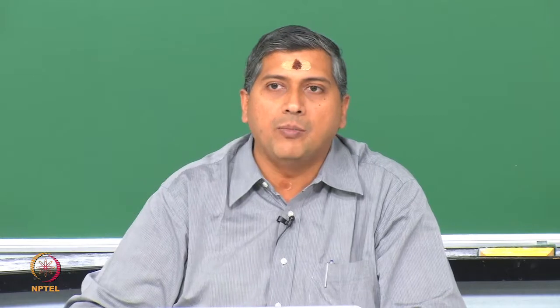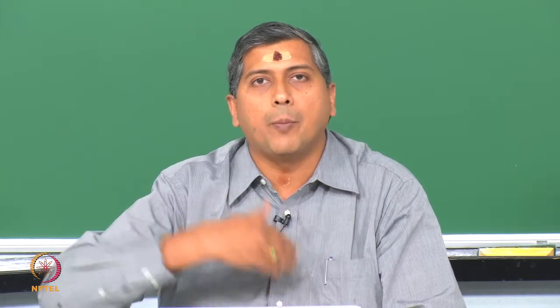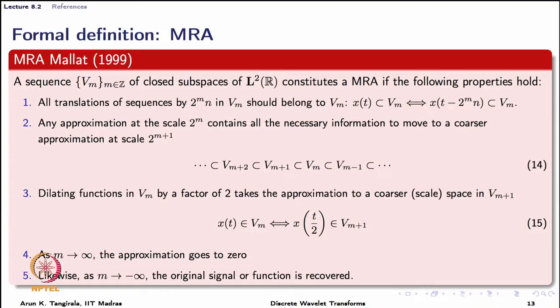Then points 4 and 5 are essentially saying that as I move up, that is to coarser and coarser scales, the approximation essentially goes to 0, and as I move down to finer and finer scales, the approximations converge to the original function x of t. So, I will be able to recover the original signal. Points 4 and 5 together say that as I move from m equals minus infinity to plus infinity, I am spanning the entire space of finite energy functions. That is what it means.